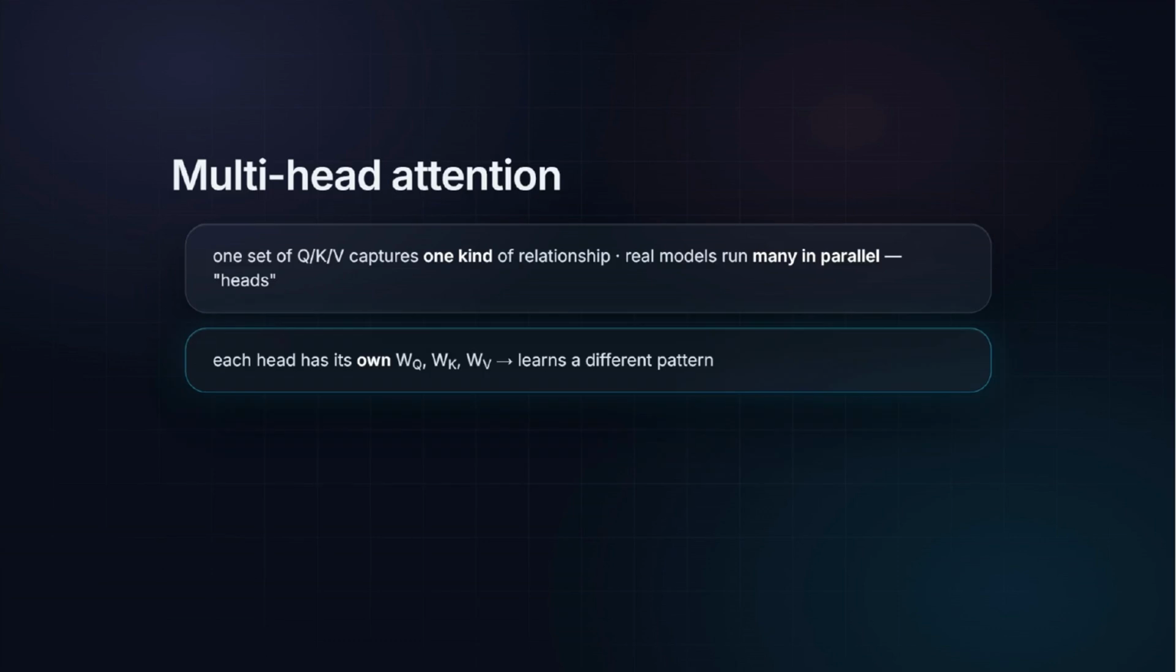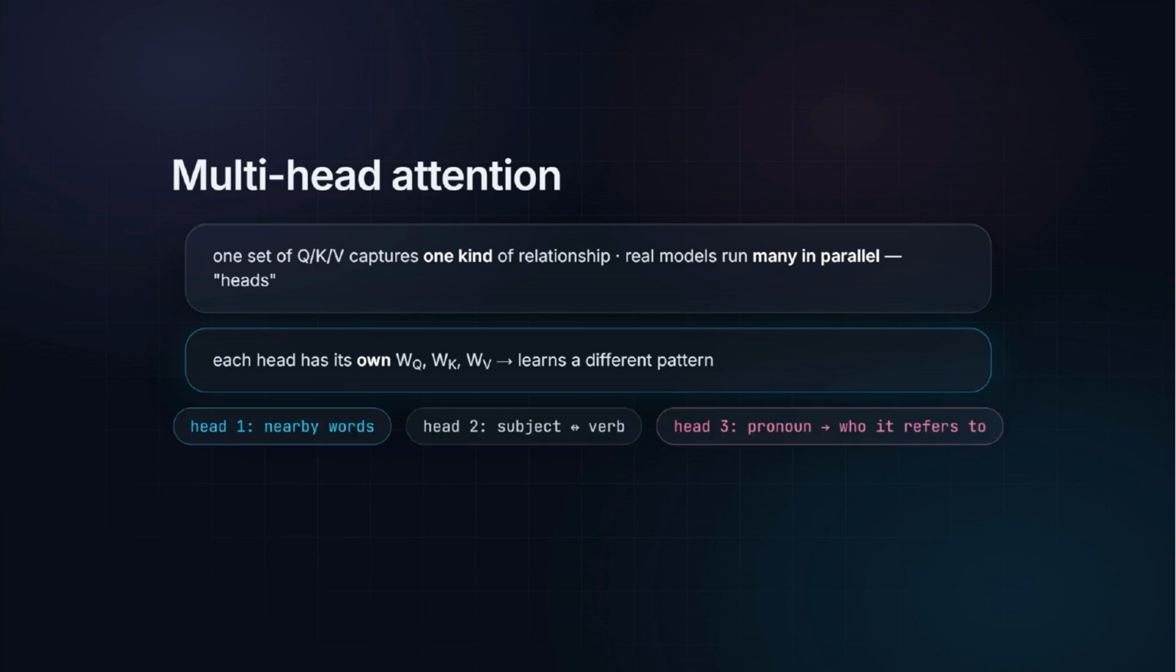Each head gets its own W-q, W-k, and W-v, so each one learns to look for a different pattern. One head might track which words sit nearby. Another might link subjects to their verbs. Another might connect a pronoun like it back to the noun it refers to. Different heads, different jobs.